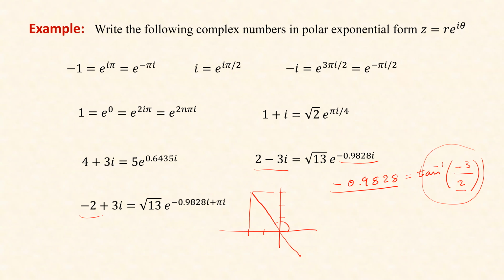Whenever x is negative, you add pi to the result of tan inverse. That's why I wrote theta is tan inverse of y over x, plus pi if x is negative. Remember? If x is positive, you just leave it as that, like what we did here. But if x is negative, then you need to add pi to get to the correct direction. All right.